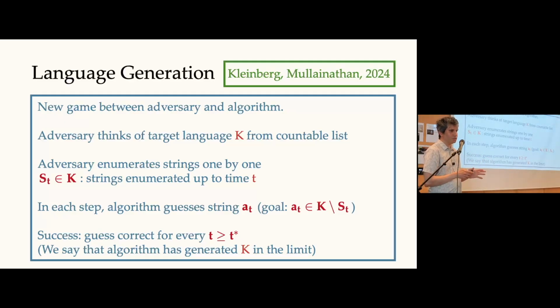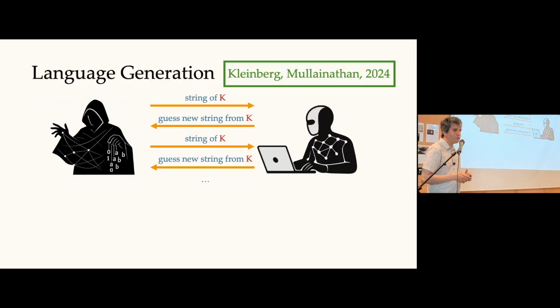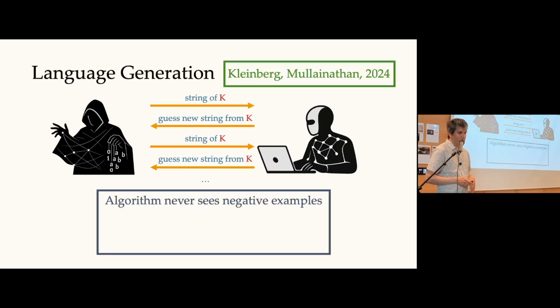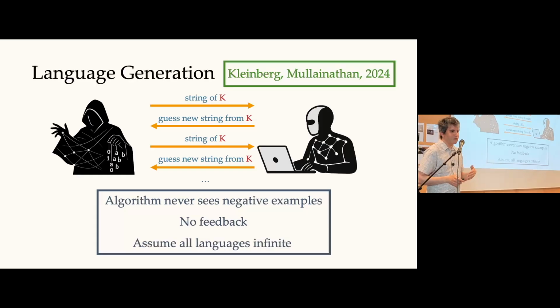So now this is the generation question. Okay, so now we have our language generation game. We're presented with a string, we guess a new string. Presented a new string, we guess a string, and so on and so forth. Again, we inherit all of the features that we had before, so we never see negative examples. We don't ever receive any feedback. And since we're requiring the algorithm to essentially produce new examples, we're just going to assume that all our languages are infinite. So there's always a collection of strings that we can draw from. It's not that we've seen everything and there's nothing to produce.